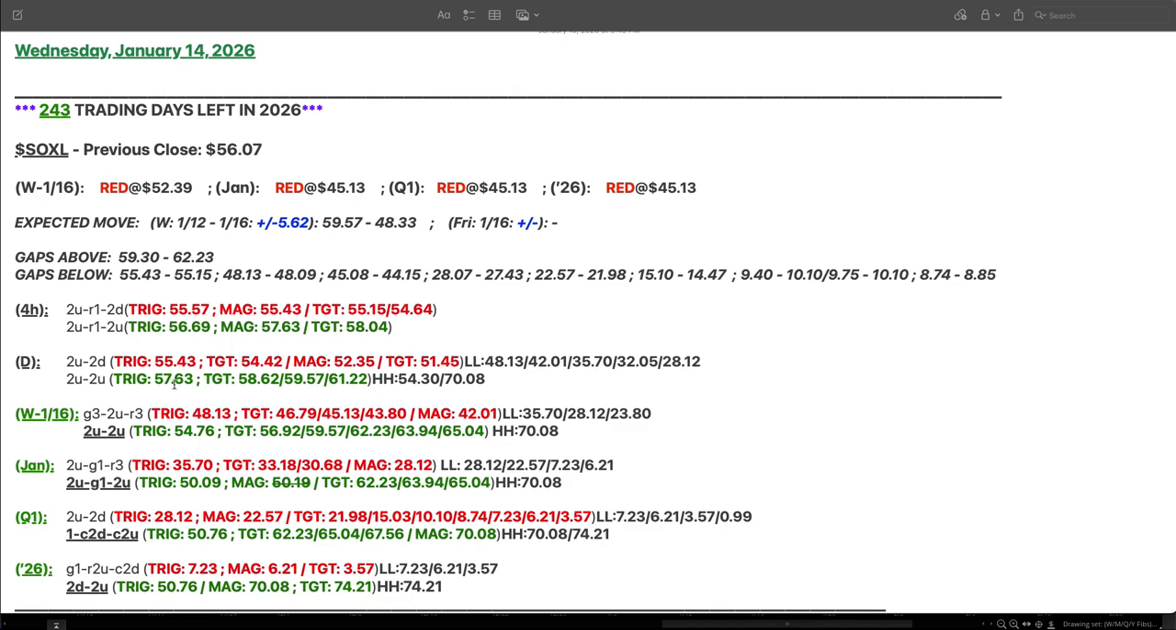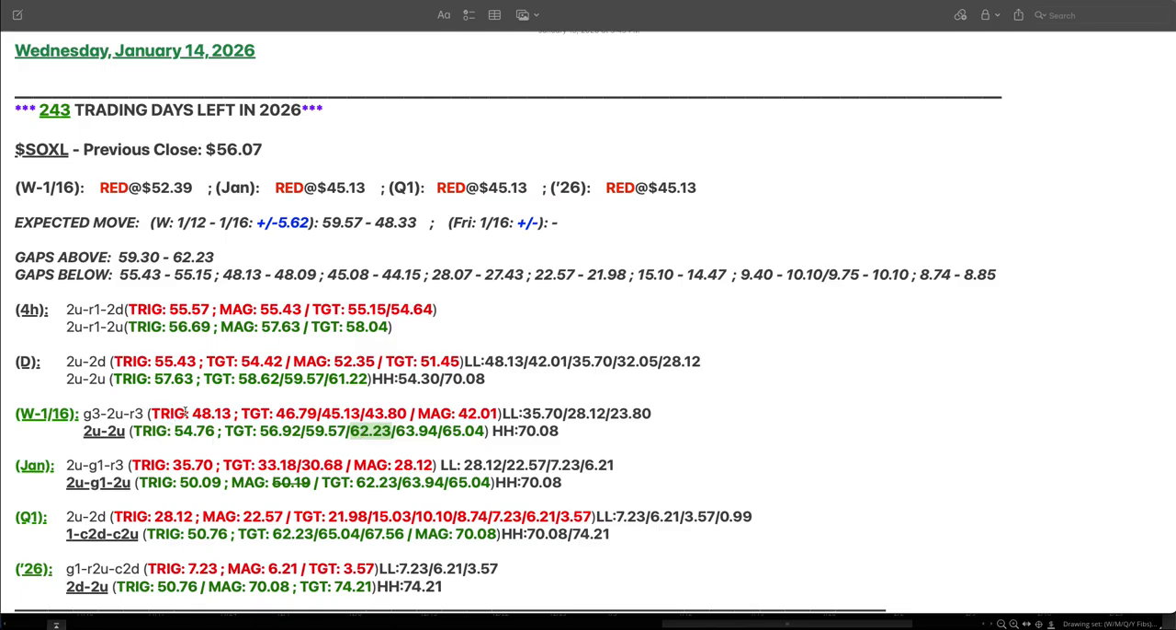We'll stay on the notes, not go back to the charts. We've gone over the charts enough today, I think. On the week is green. We've triggered the 2 up at 54.76. So as long as we are above 54.76, we're still in force in that 2 up. And we've got extended targets of 56.92, 59.57, 62.23, and so on to the upside should we gain more momentum.